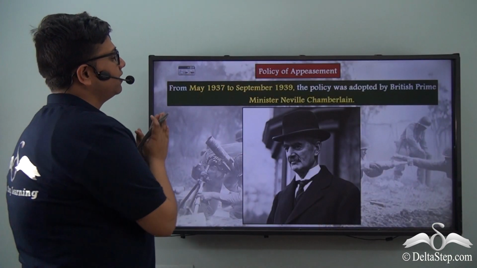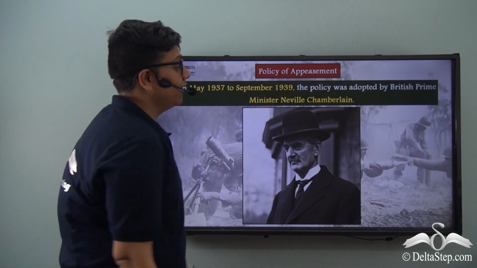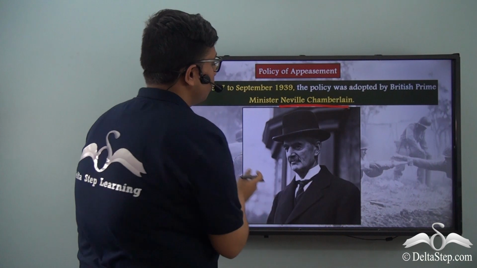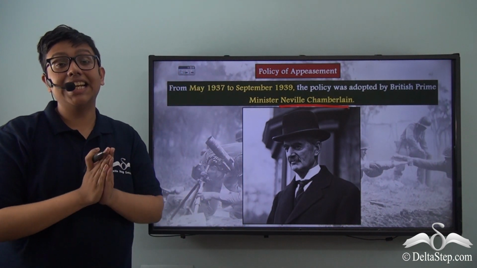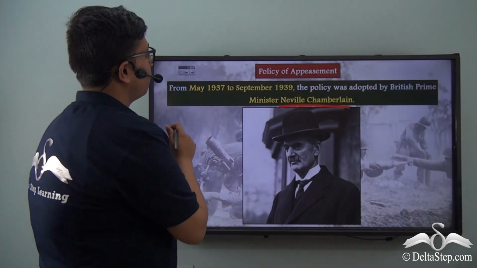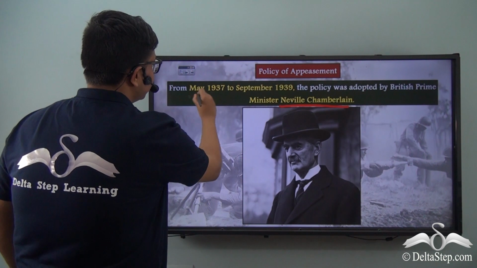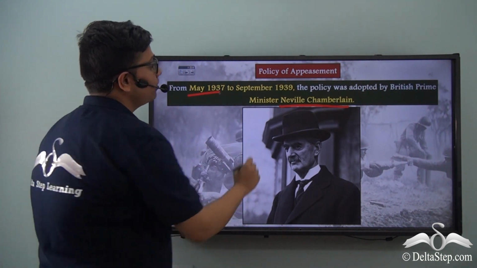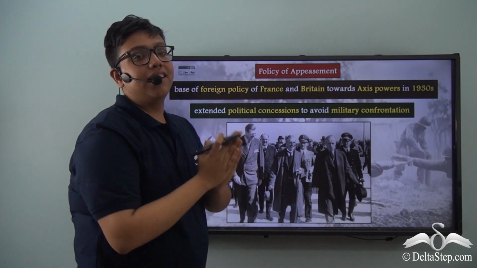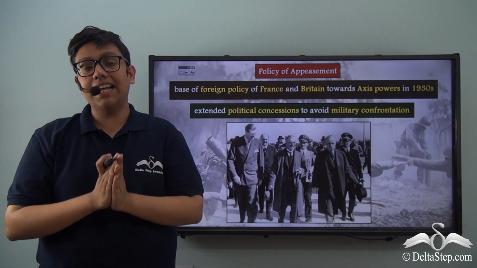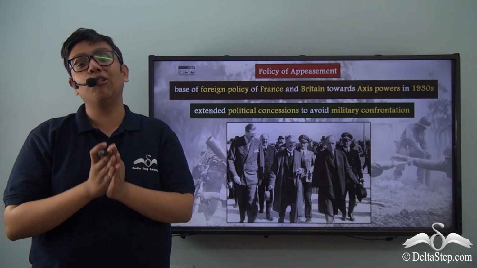For all these reasons, finally the British Prime Minister of that time, Neville Chamberlain, of whom we can see a picture over here, adopted the policy of appeasement in the year 1937. This policy lasted in the period between May 1937 all the way to September 1939. When the British adopted this policy, it also inspired the allied nation of France to make this policy a crucial part of its own foreign policy.